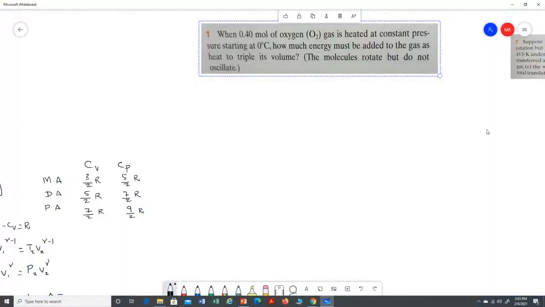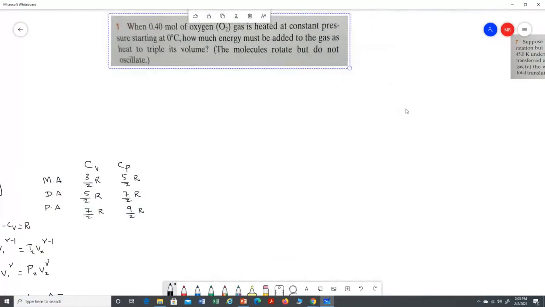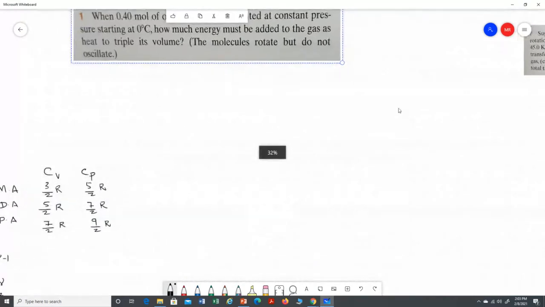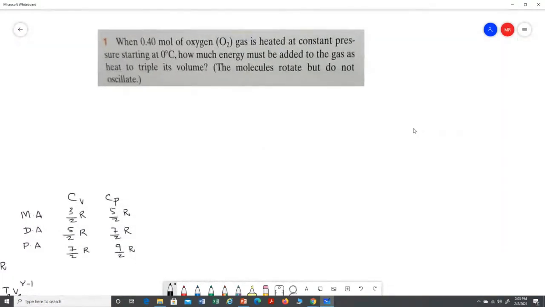So, my dear, read the question. What is given in the question? When 0.4 moles of oxygen gas, my dear, you can just see this oxygen. What's the formula for oxygen? What is written here? O2. Am I right?